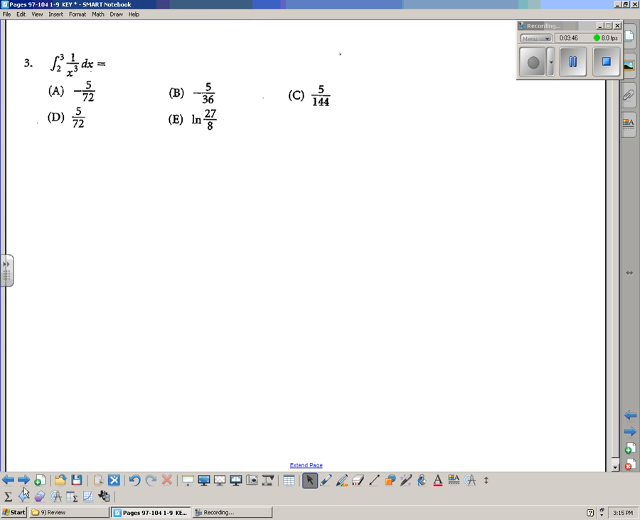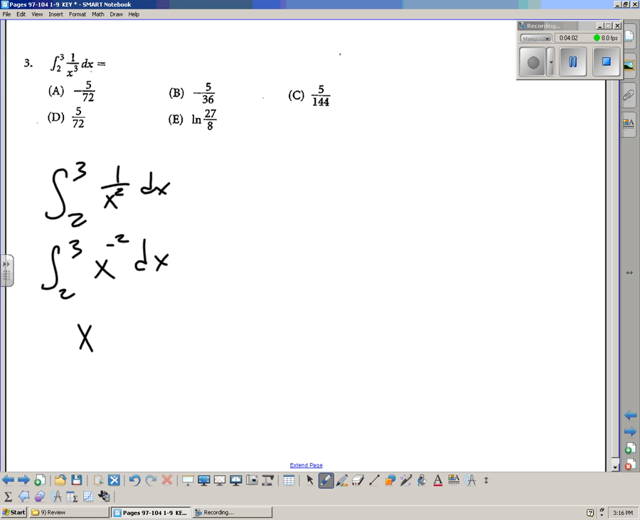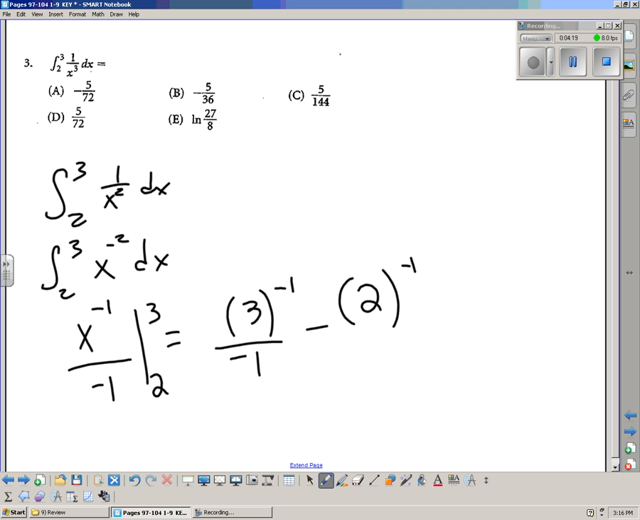Okay, so number 3, the integral from 2 to 3 of 1 over x cubed dx is equal to, so this is the integral from 2 to 3 of x to the -2nd. We need to find an antiderivative by using the reverse power rule. So add 1 to the power, so it becomes x to the -1 over -1 from 2 to 3. And this equals 3 to the -1 over -1 minus 2 to the -1 over -1.